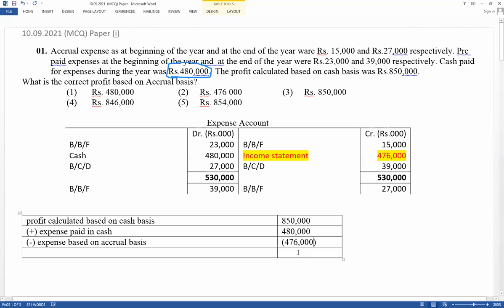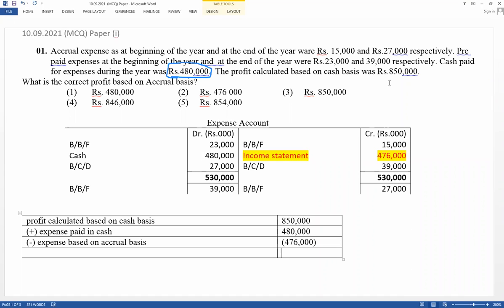Therefore, this is the correct profit based on the accrual basis. Now think about profit calculated on a cash basis. What is the meaning of cash basis? Income and expenses consider only cash received amounts and cash paid amounts. Accrual basis means whether cash is paid or not, if it is relevant for this financial year, you have to consider it as an expense or income.